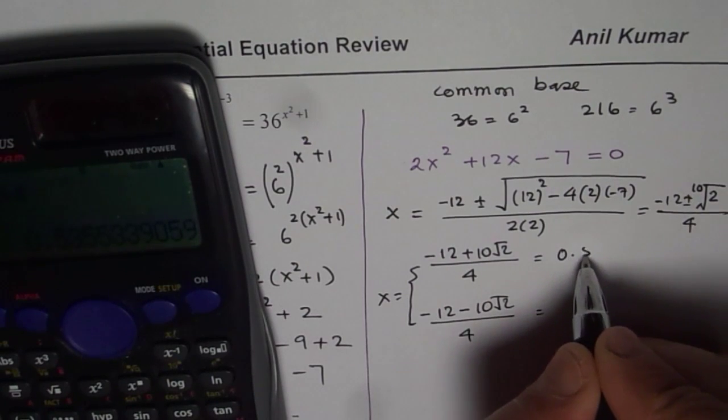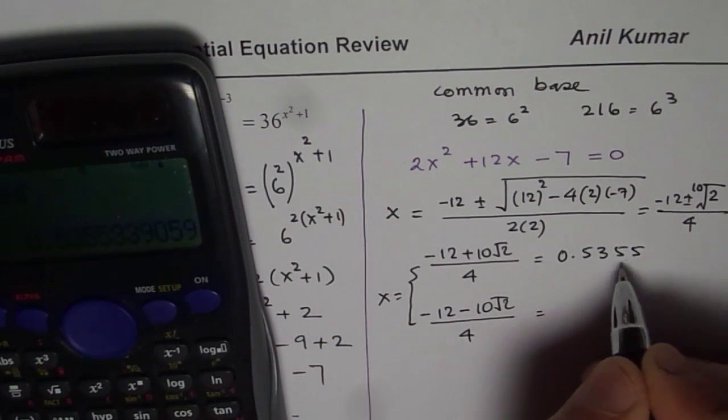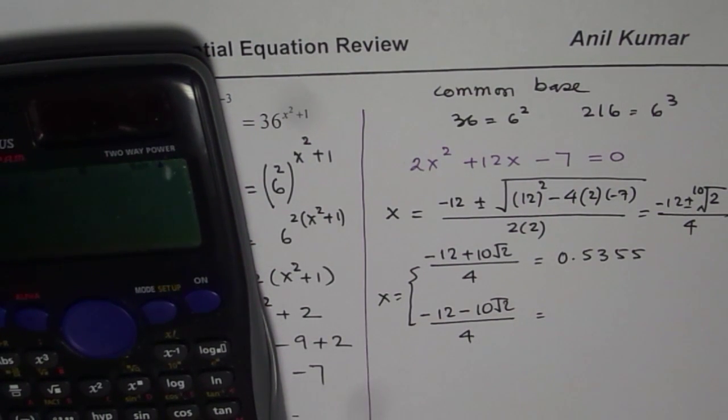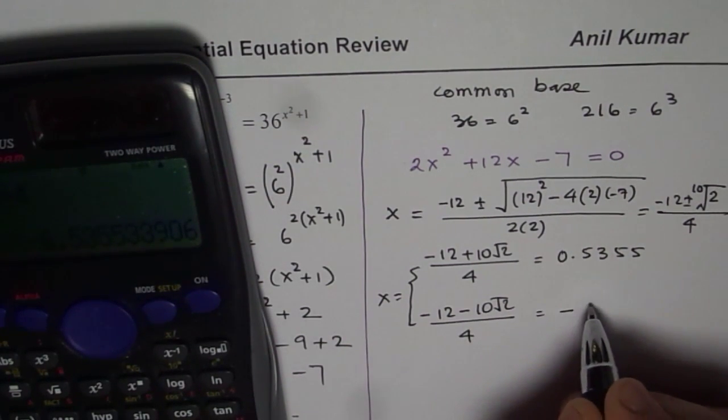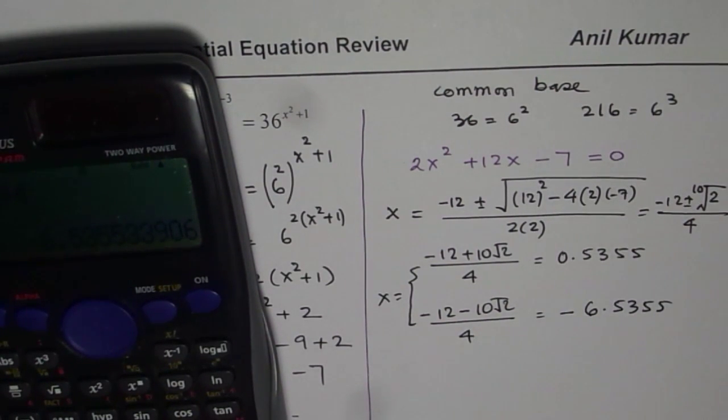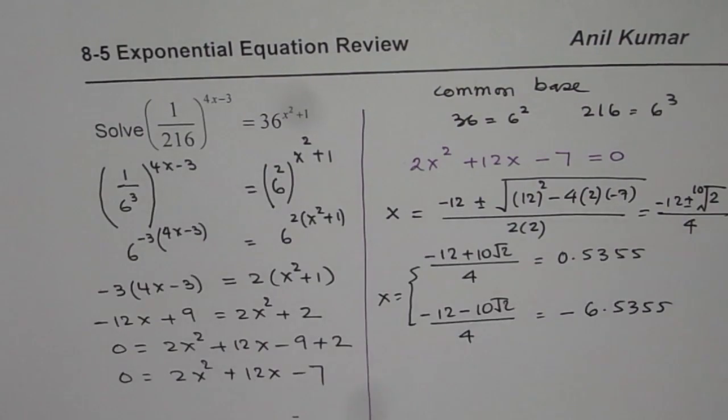We have 0.5355, let it be 4 decimal places. The other one is minus 12 minus 10 square root 2, divided by 4, which in decimals is minus 6.5355, right? So leave the answers to 4 decimal places. So these are two solutions for the given equation, correct? So that is how we solve them.